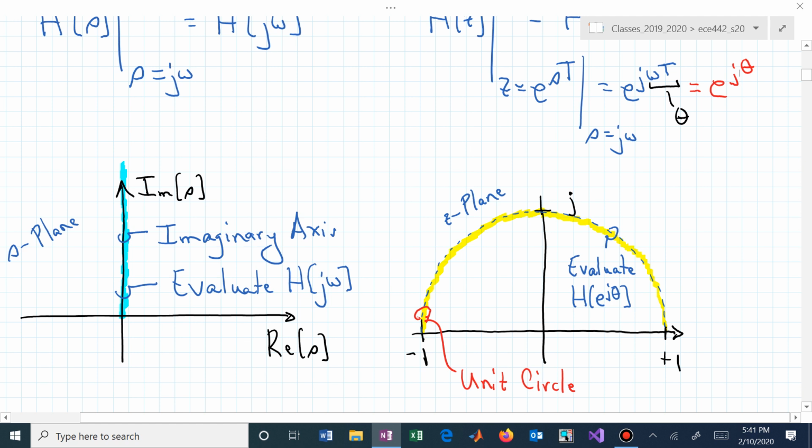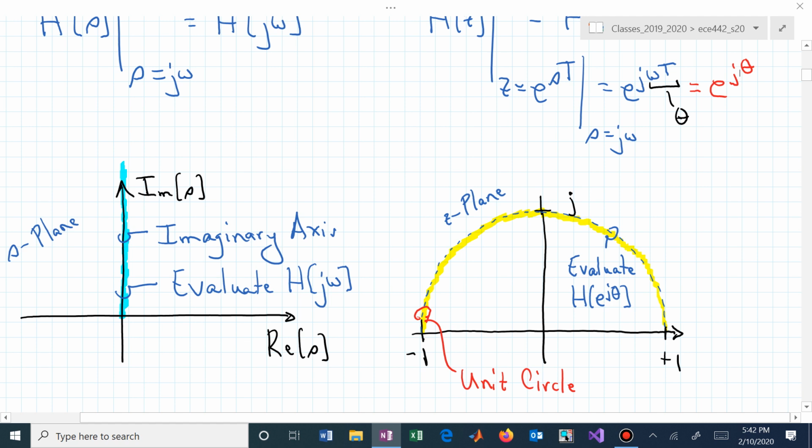Then the bottom half of the unit circle is like the bottom half of the imaginary axis, negative frequencies. So it's really not giving us any new information. And if we just keep circling around, we just see the same frequency response for higher frequencies. They really just map, or alias, down to 0 to omega sub s over 2.